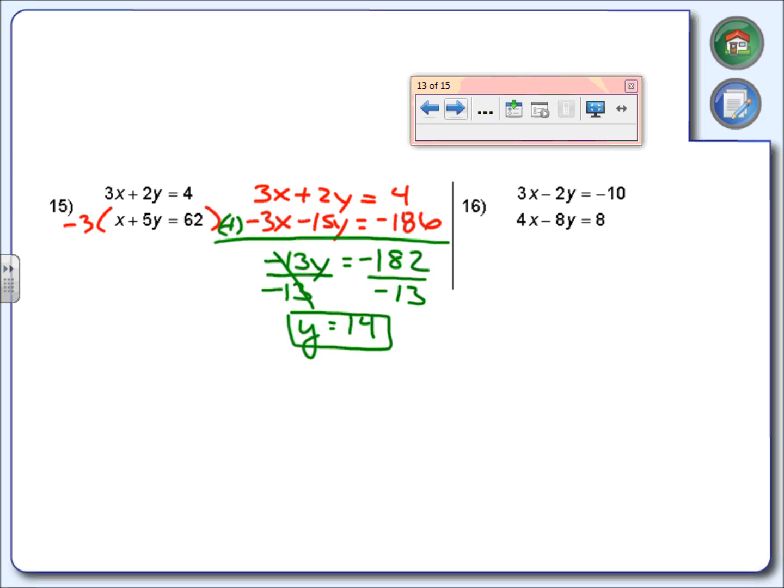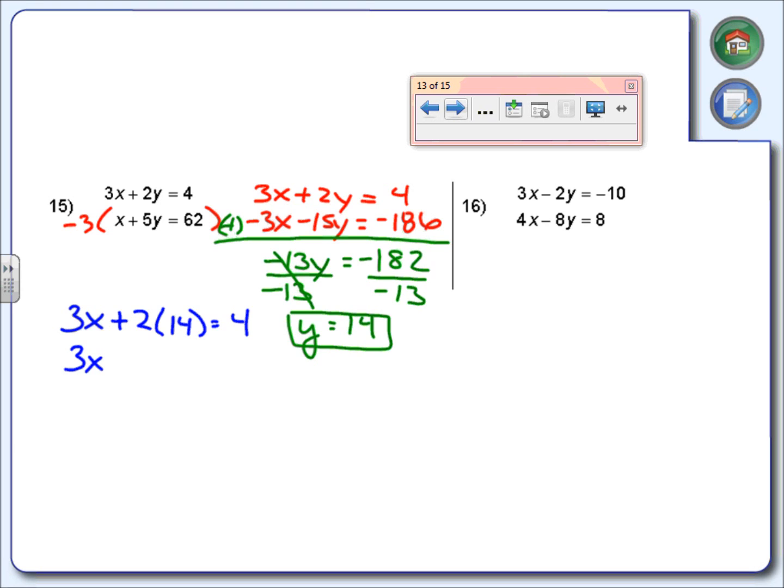As a matter of fact, I can even use this new equation that we came up with. Probably going to stay away from that one though, because the numbers are a little bigger than I like working with. So I'm going to use one of the original equations. I'm going to use the first one. I'm going to take out y and replace it with 14. I'm using the first equation.